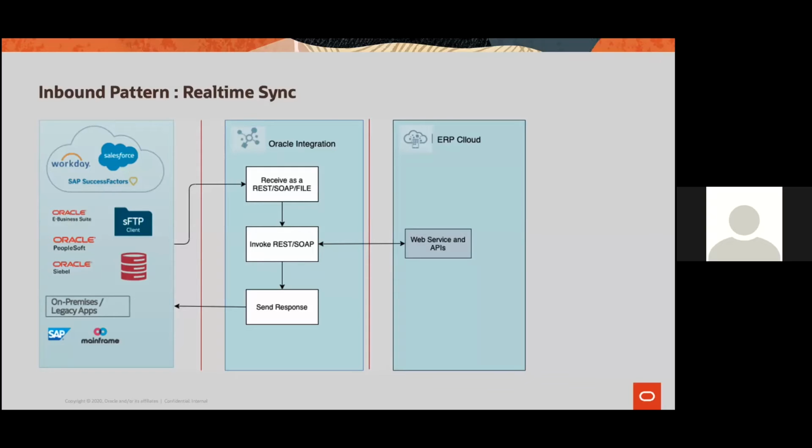And this is where you would probably end up using the inbound real-time sync pattern, wherein you will use the REST API. You can still use the ERP adapter to invoke the REST APIs on Fusion, or you can also choose to use the native REST and SOAP adapters, but you have a choice.